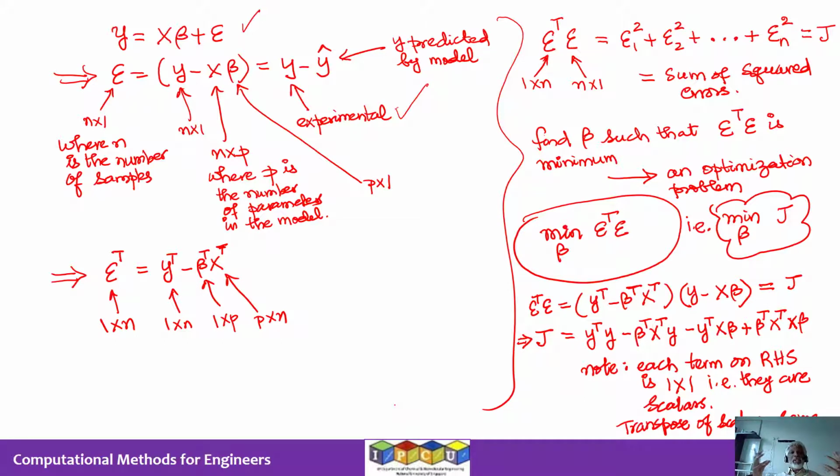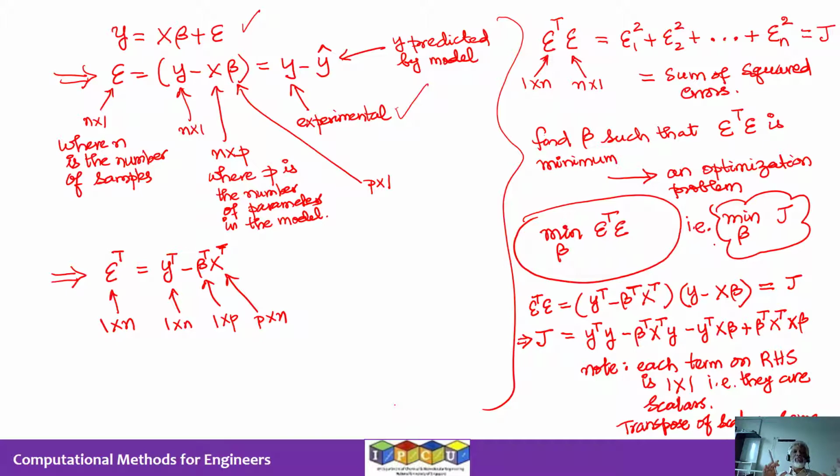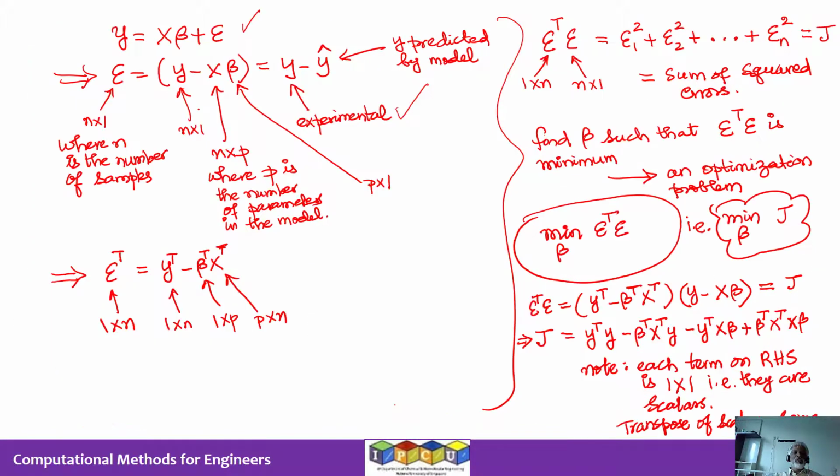Now let's look at the dimensions of each of those entities. Epsilon is going to be n by 1, where n is the number of samples in your data set. If you look at the example that we have, n is equal to 7 because we have 7 data points or 7 samples here. So epsilon is 7 by 1, 7 rows and 1 column. So epsilon is in general n by 1. In this example it is 7 by 1. The y vector is also n by 1, as you can see here. N is 7, therefore the y vector is 7 by 1. So the y vector is n by 1 in general.